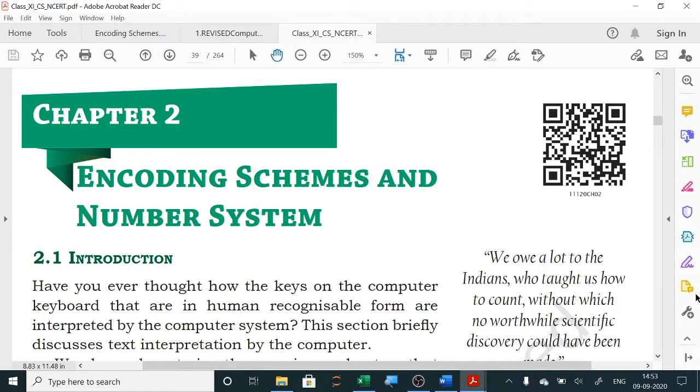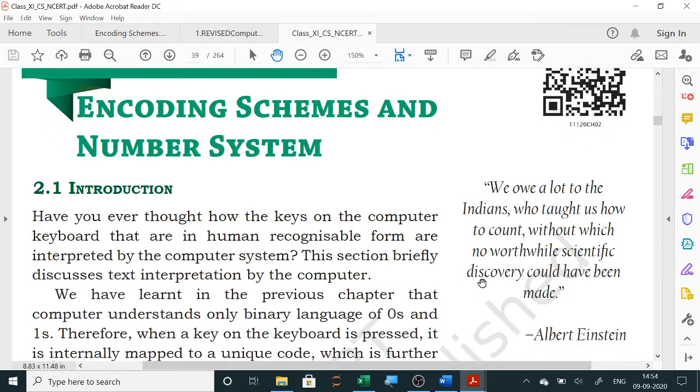Hello everyone. Today we are going to do Chapter 2, encoding schemes and number systems. Whenever we are typing anything, we are typing in a high-level language, that is, English-like language, but the computer is a machine. A machine can understand only the language of on and off, that is 0 and 1. 0 is off, 1 is on.